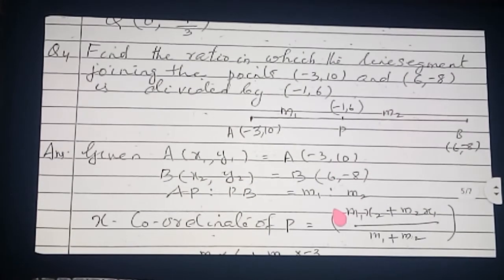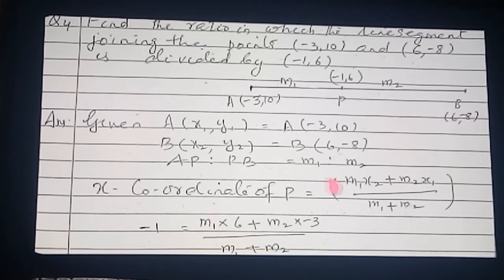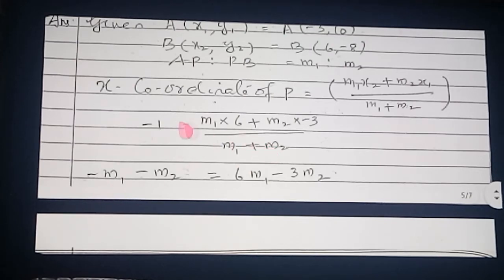Clear? So what I have written, all the necessary points which are given I have written. And what I written, x coordinate of P taken. x coordinate of P is equal to the formula, right? (m1 x2 + m2 x1) divided by (m1 + m2). x coordinate of P, what is here? -1. Then m1 into 6 plus m2 into -3 divided by m1 plus m2. Formula applied, cross multiply. Cross multiplying you can see -m1 - m2 is equal to 6m1 - 3m2.